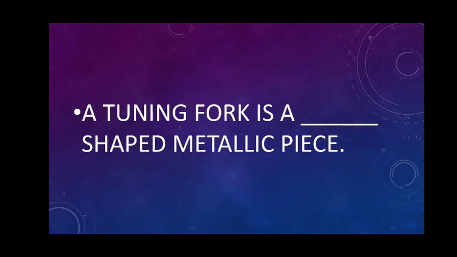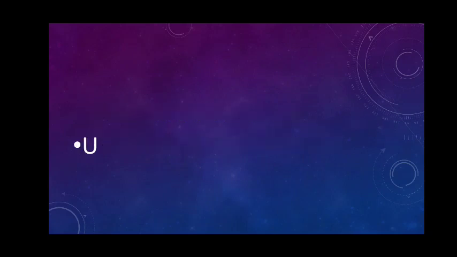Yes, U shape. Tuning fork is what? The correct answer is U shaped. A tuning fork is a U shaped metallic piece with a stem in the middle. Clear? And what do you know about the tuning fork? Yes, they are set into vibrations when either of the two prongs are what? Arms. Clear? So a prong is struck gently on a rubber pad and then sound is produced.